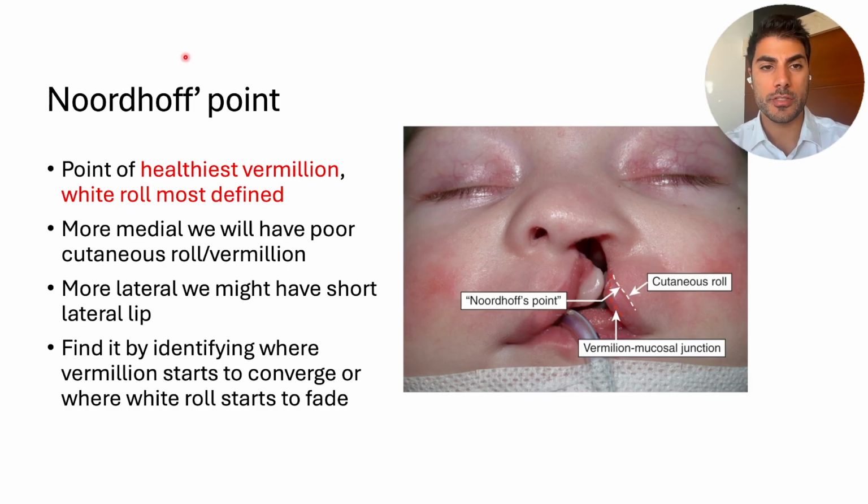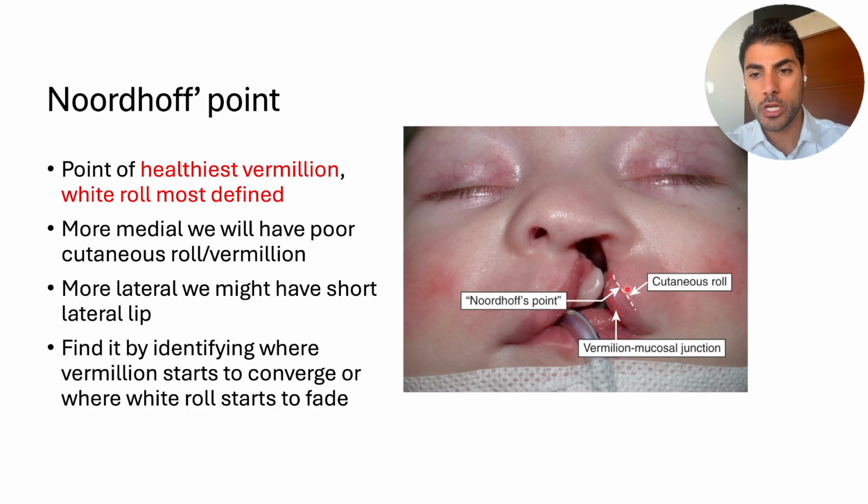So what is the Nordhoff's point? Basically, Nordhoff's point is the point where we have the healthiest vermilion and where the white roll is most defined. So why do we want 0.8 to be Nordhoff's point? It is because 0.8 will be in the middle of the lip. It will be the bow. It will be the peak of the Cupid's bow on the non-cleft side. So we want it to be well defined, just like it is on the medial side, so that our middle lip will have the best quality and symmetry.